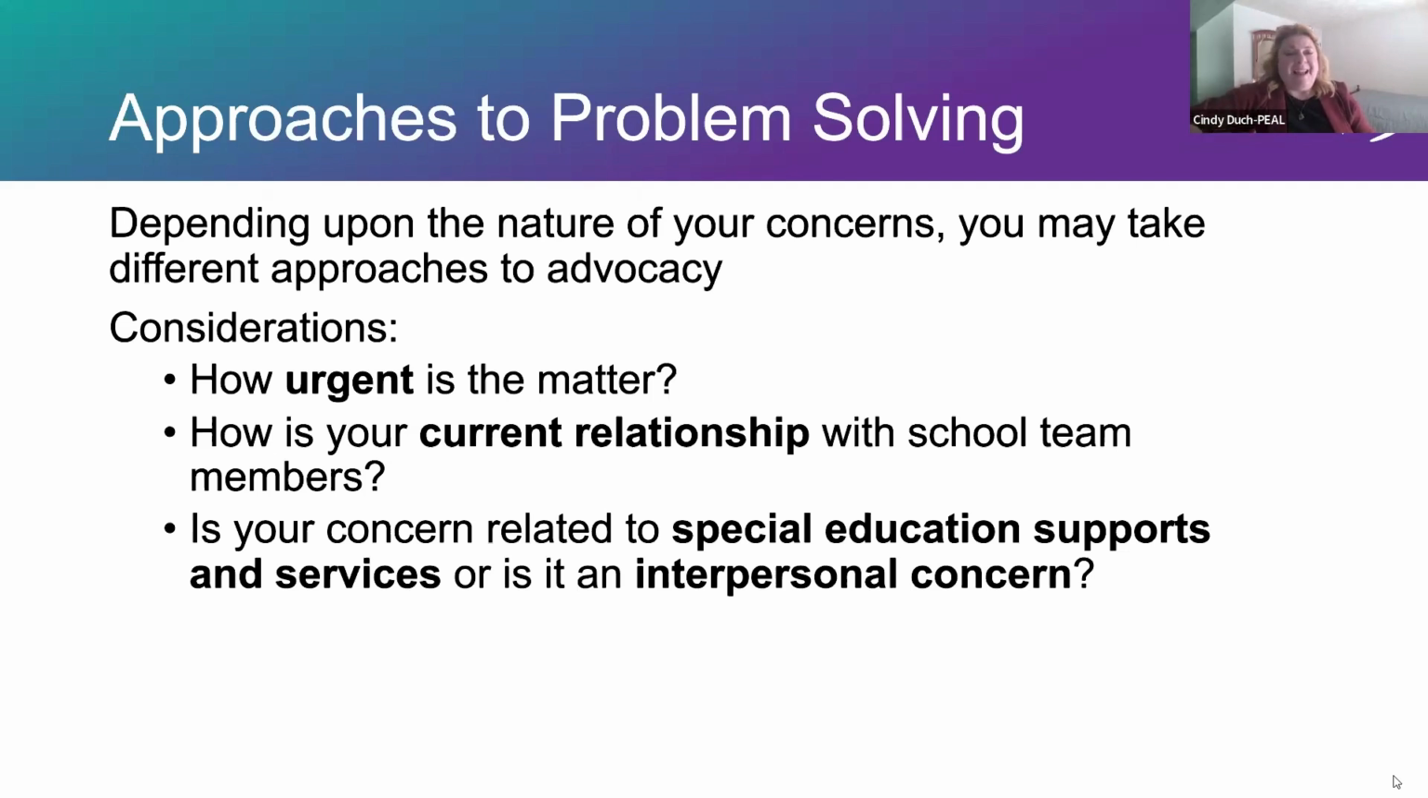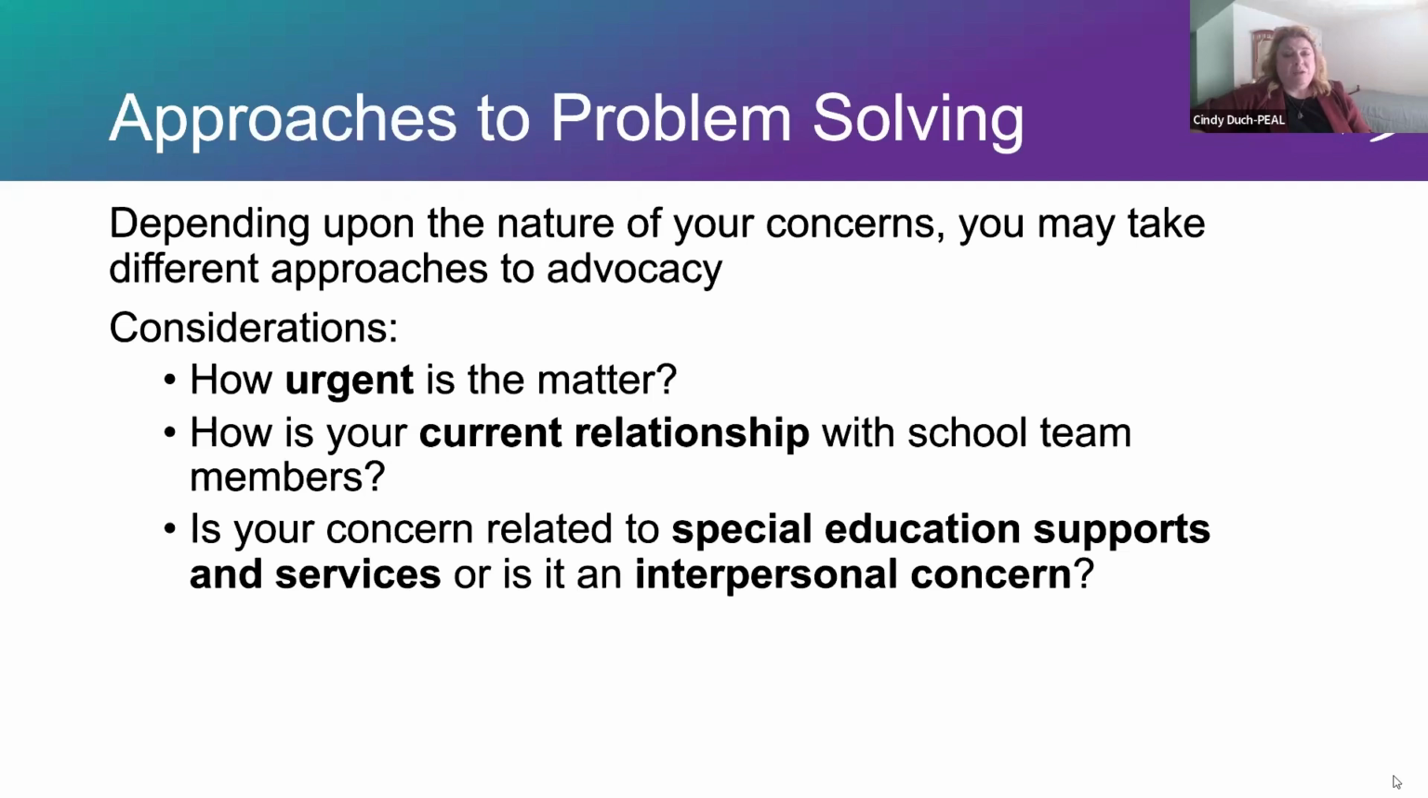How much time do we need to have, how urgent is the matter? How quickly does this have to happen? I know some of the calls that we get at the PEAL Center, someone will say that they've asked and asked for meetings and it's not happening. According to the law, the school has to respond to your request for a meeting. So different approaches to advocacy could be copying in someone who would be helpful in understanding why this has to happen, or going up that chain of command. We'll talk about chain of command later, but that's what you want to consider.